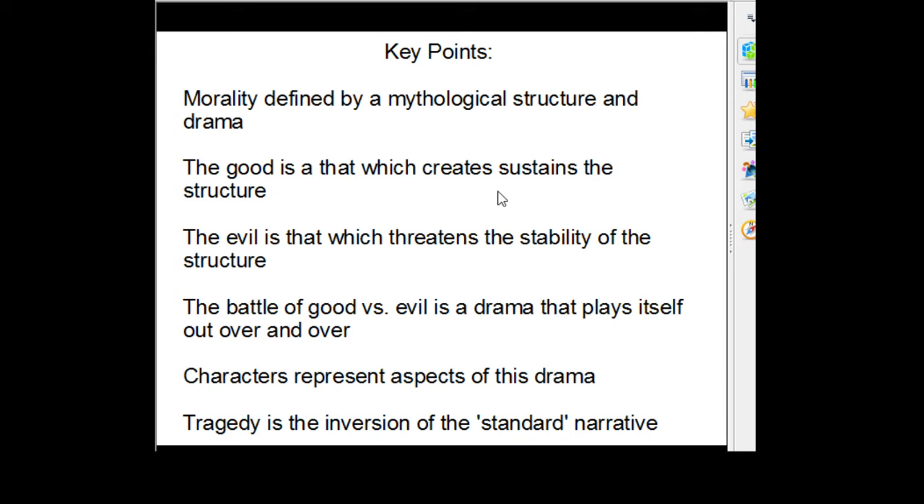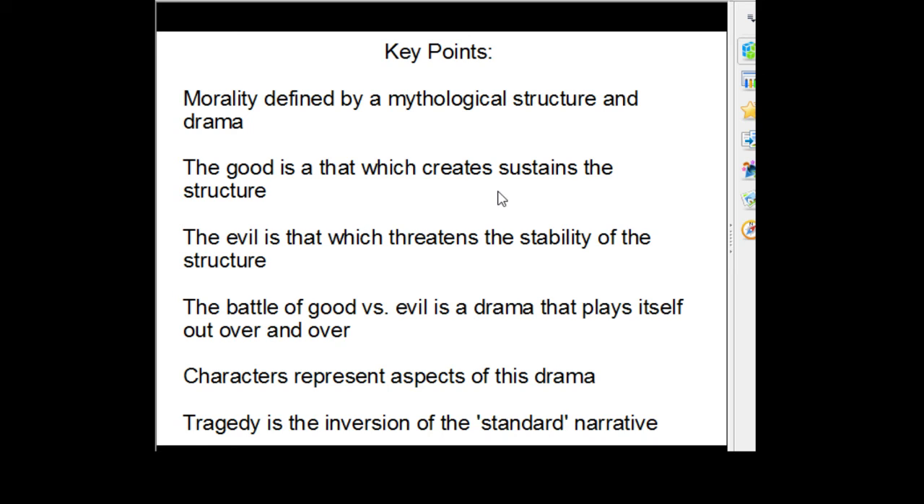So, what are the key takeaways from this introduction? Morality in the play is defined by mythological structure and drama. The good is that which creates and sustains this same structure, and the evil is that which threatens the stability of the structure. And so the battle of good versus evil is a drama that plays itself out over and over again. And it looks different, but it's the same story. And the characters in this particular drama will represent different aspects of the larger archetypal drama.